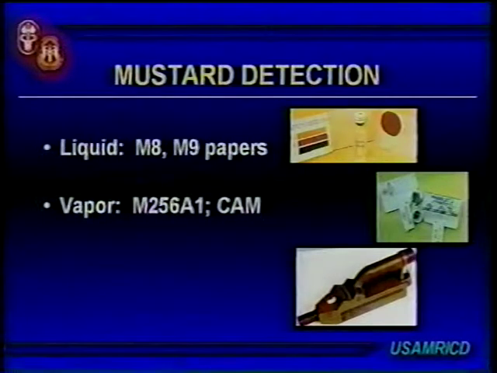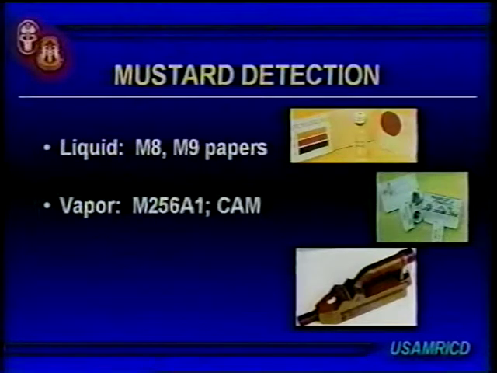The M8 test paper turns three colors. You can't read the writing, but the G agents turn kind of orangish yellow, H turns red, and V agents turn a dark color: black, dark green, brown. You need to know that. The M9 tape is all or nothing. It turns red if it's exposed to nerve agents or vesicants.